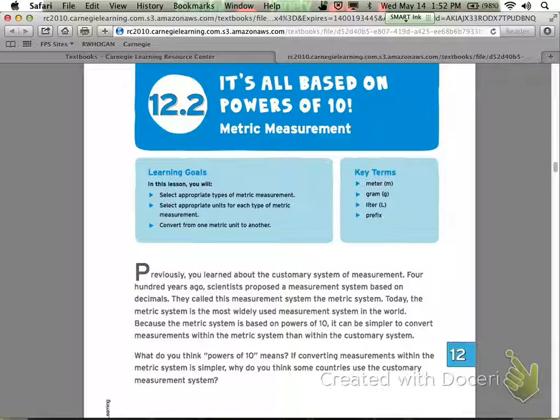For the lesson intro today, it says, previously you learned about the customary system of measurement. 400 years ago, scientists proposed a measurement system based on decimals. They called this measurement system the metric system. Today, the metric system is the most widely used measurement system in the world. Because the metric system is based on powers of 10, it can be simpler to convert measurements within the metric system than within the customary system. So that's what we will be looking at today in 12.2.